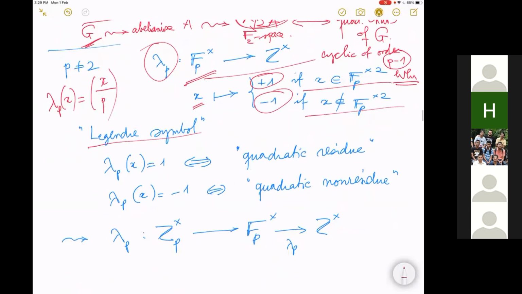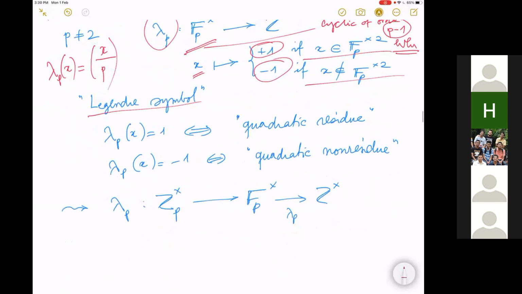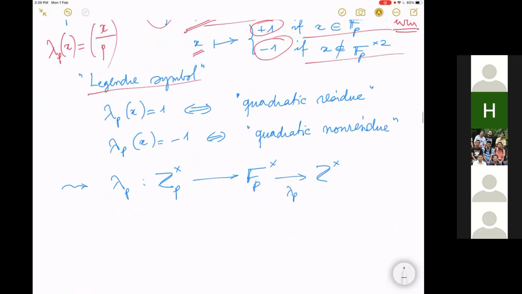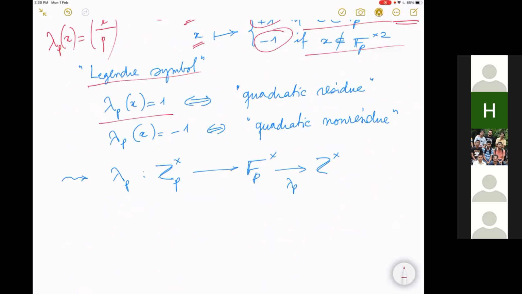Okay, so when is lambda P of X equal to 1? This is just recalling some terminology for the benefit of those people who have taken a course in number theory. Saying that lambda P of X is equal to 1 is the same as saying that X is a quadratic residue. And saying that lambda P of X is minus 1 is the same as saying that X is not a quadratic residue, it's a quadratic non-residue.